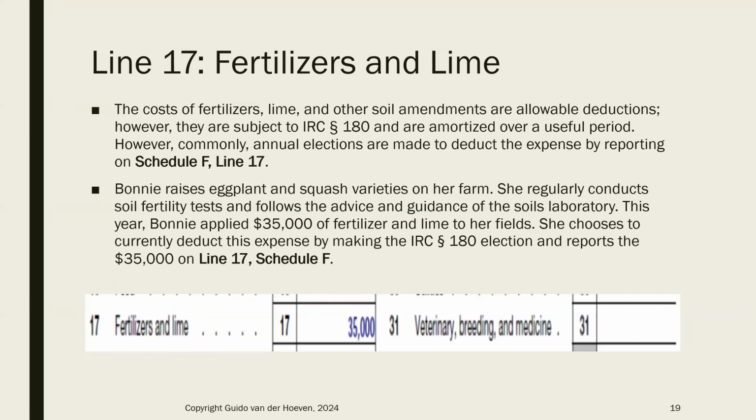The example here is that Bonnie raises eggplant and squash varieties. She regularly conducts soil fertility tests, and she doesn't want to over-fertilize. This year, she applied $35,000 of fertilizer and lime, and she chooses to currently deduct this expense under the Code Section 180 election by simply reporting the $35,000 expense on line 17, as illustrated here.